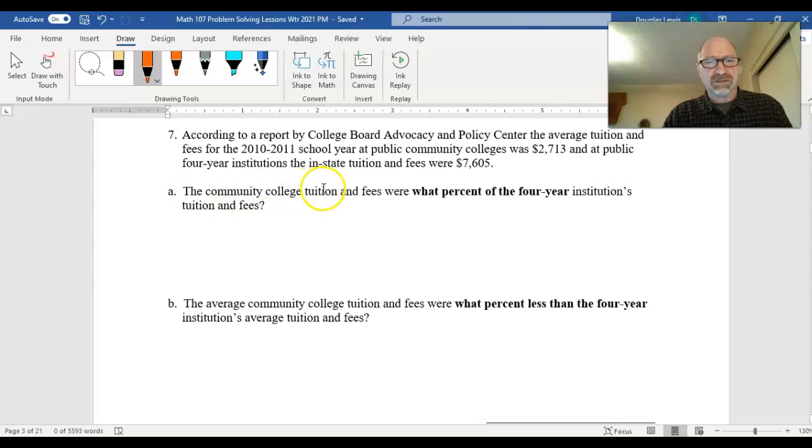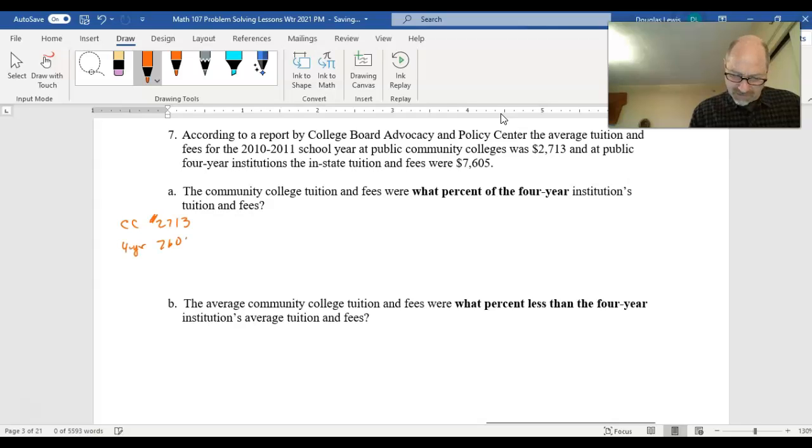So the community college, according to a report by College Board Advocacy and Policy Center, the average tuition and fees for the 2010-2011 school year at public community colleges was $27.13. Okay, so I'm just going to write that. Community college, CC, is $27.13 for the tuition. And at a public four-year institution in the state, the tuition and fees were $76.05, so that's the 4-year, or $76.05. Those are the tuition fees.